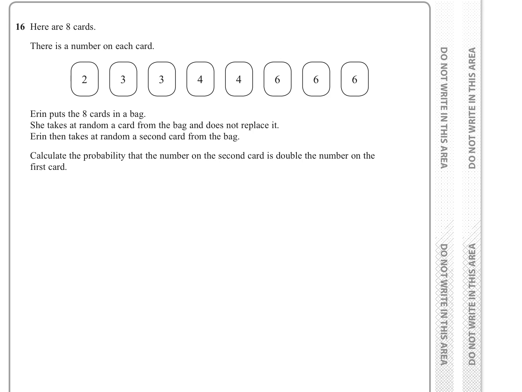Question 16. Erin puts 8 cards in a bag. She takes at random a card from the bag and does not replace it. Okay, so no replacement here. Erin then takes at random a second card. Okay, we've got to calculate the probability that the number on the second card is double the number on the first card. Okay, so that only leaves us with the possibility of choosing a 2 first, then a 4, or a 3 first, then a 6.